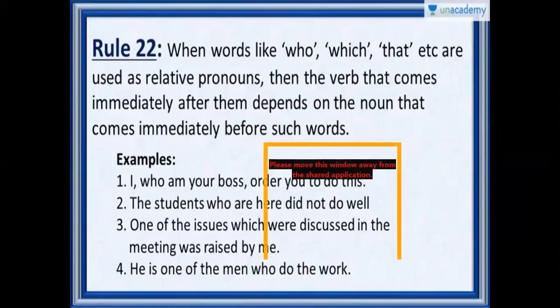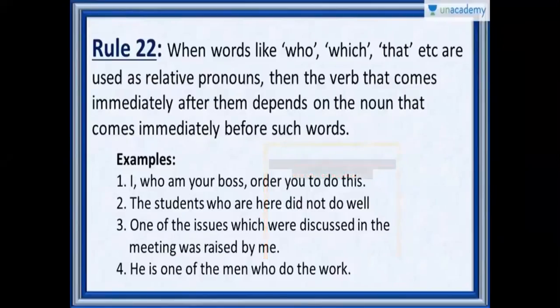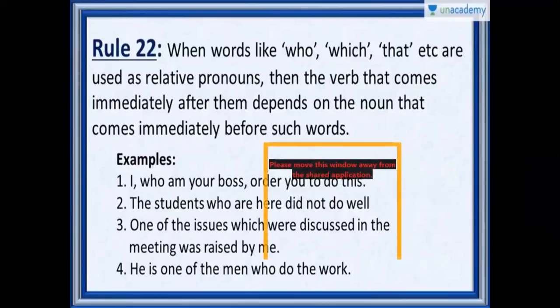Next, the students. Before who, students is plural. Therefore, the students who are here. Why is it are? Because before who, you have students, plural. If that subject is plural, your verb will be plural. If that subject is singular, the verb will be singular. Now look at the next one. One of the issues which were discussed. Okay, one of the issues. Don't tell me that, ma'am, one of the issues, so I'll be using was. No. Which is talking about what? Issues. So it is plural. So we have taken were.